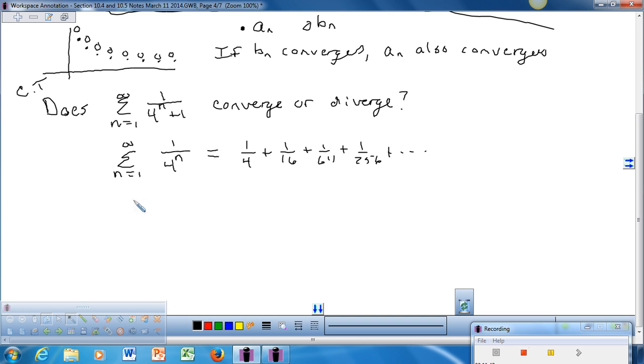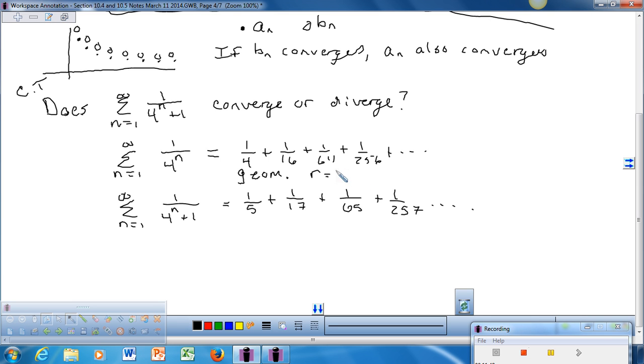All right, now let's compare that to this one. 1 over 4 to the n plus 1. What would that one be? 1/5 plus 1/17 plus 1/65 plus 1 over 257, and so on. All right, so looking at the top one, what kind of series is this? It is geometric with a common ratio of 1/4, so that means that it does what? Converges.